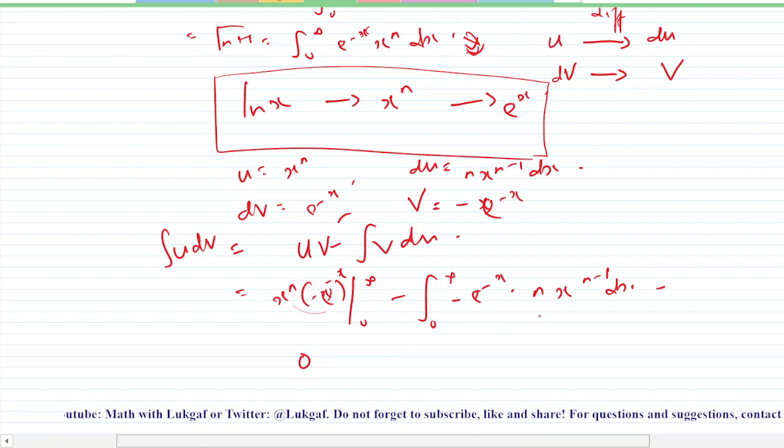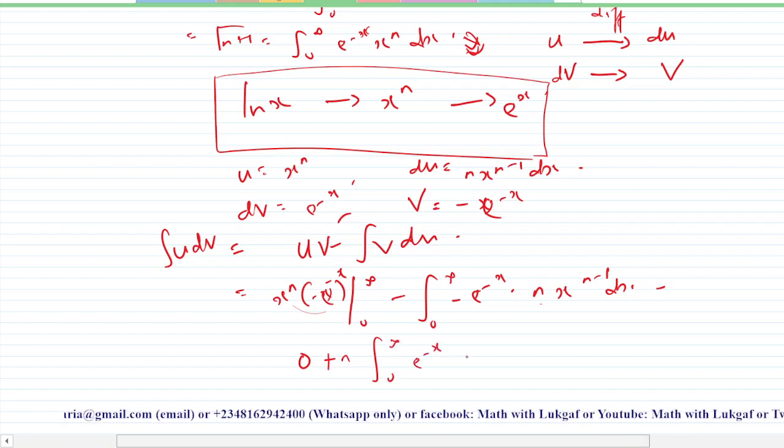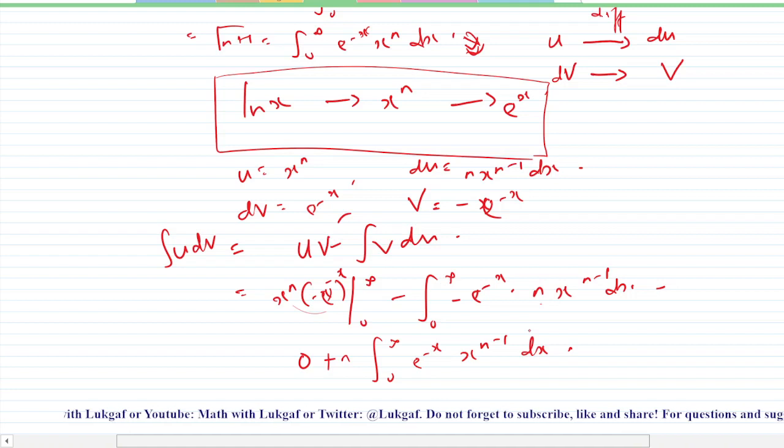Then recall, whenever you want to integrate with respect to a particular variable, you carry out the constant. Minus n is a constant. If you take it out, that's going to give you plus n times the integral from 0 to infinity of e raised to the power minus x, x raised to the power n minus 1. If you check it very well, you will see that it looks like what I have at the top.